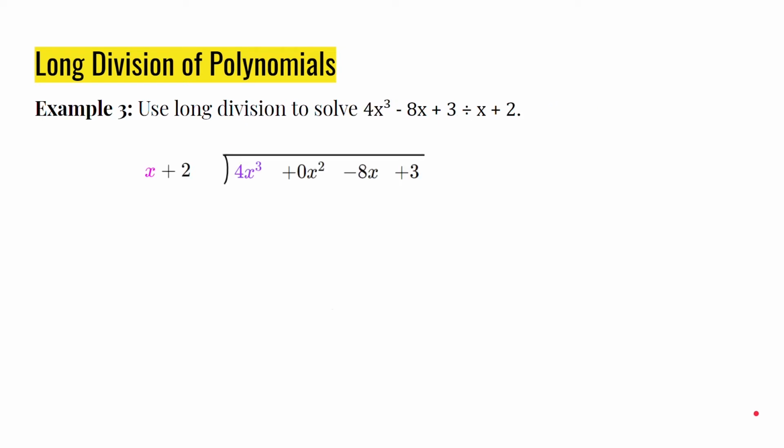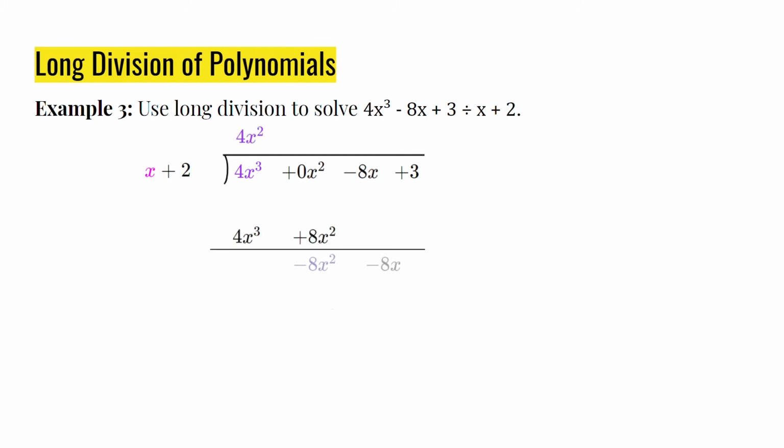Now on to example 3. Use long division to solve 4x squared minus 8x plus 3 divided by x plus 2. Now notice how we don't have an x squared term, so we must write it ourselves into the equation. This is to make our calculation easier to perform. So with that being said, we can just do our long division as usual.